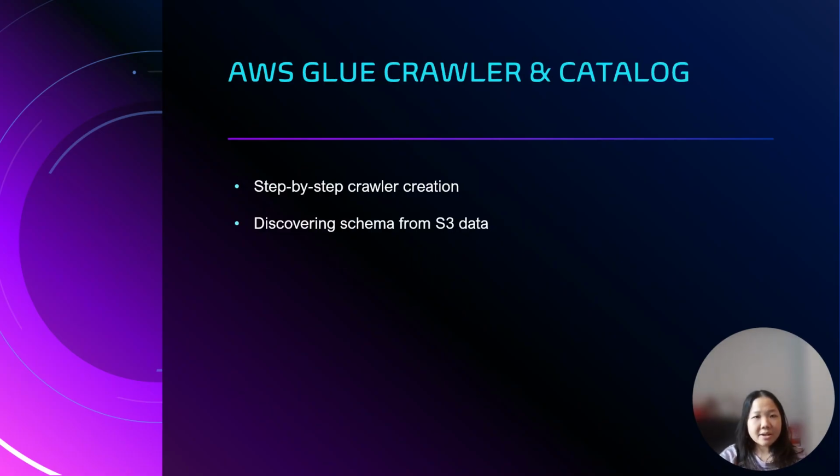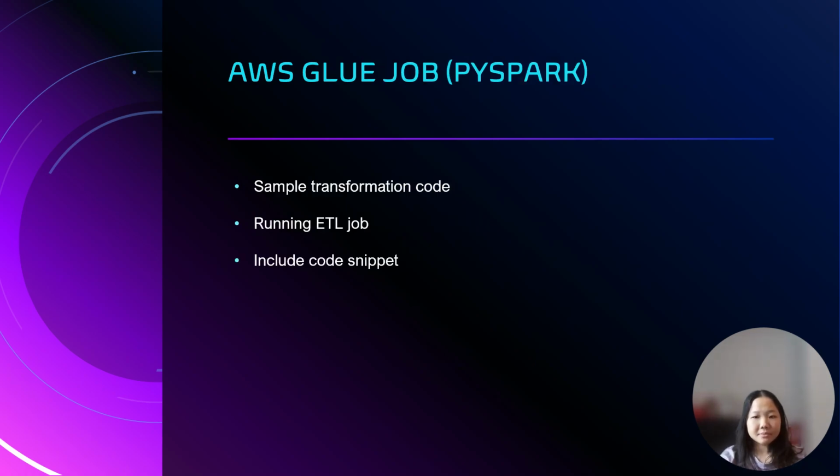For batch data in S3, we use an AWS Glue crawler to automatically discover the schema and populate the Glue Data Catalog. Then we create a Glue job using PySpark to transform the data. Here is an example of a simple transformation script that cleans and enriches the dataset.